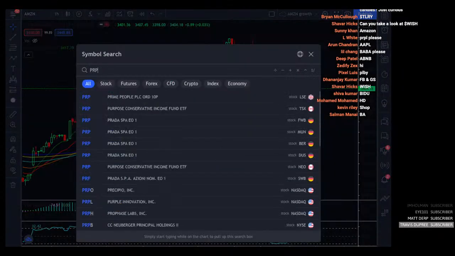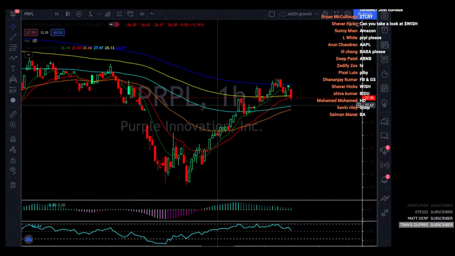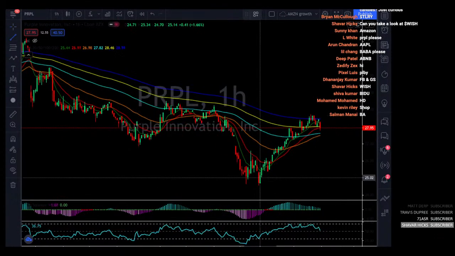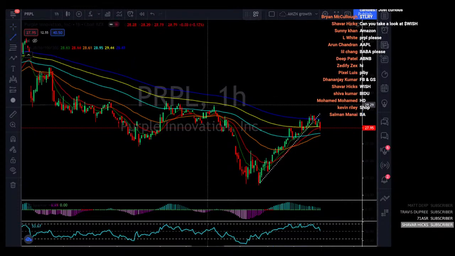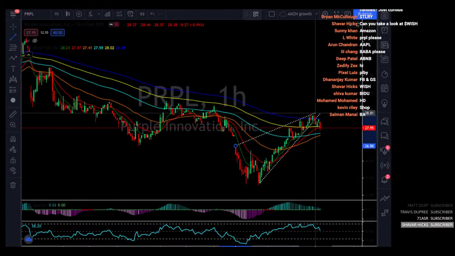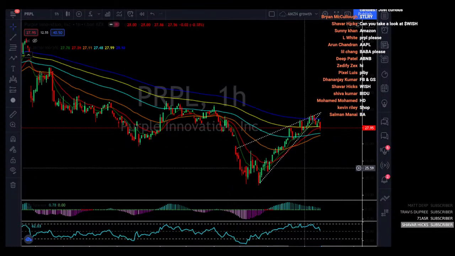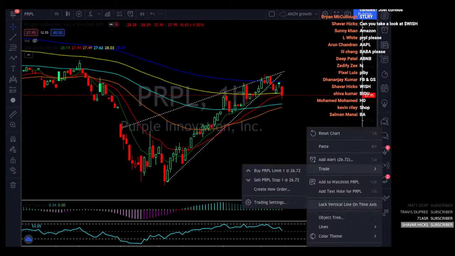PRPL. So for Purple, it looks like I see another rising wedge that actually just broke out the other day. This rising wedge just broke out, which means that it is in a bearish pattern right now. I mean, it did break out of a bearish pattern. And where can it go now? It looks like it did hold the 21 EMA.